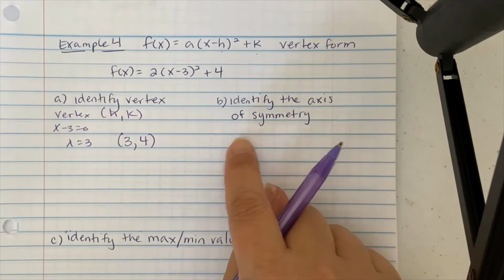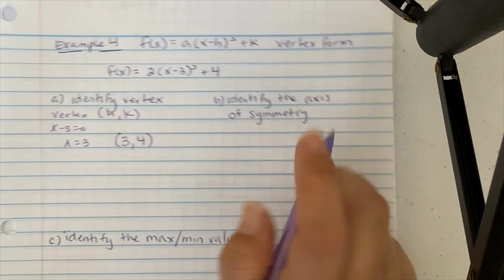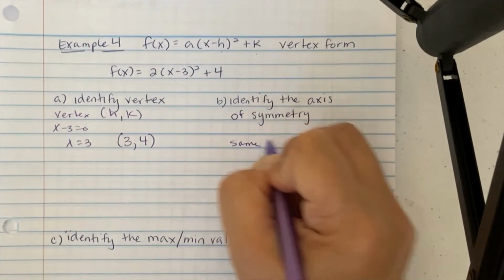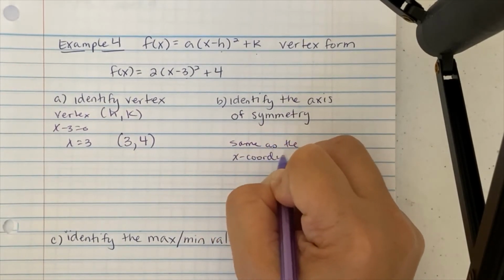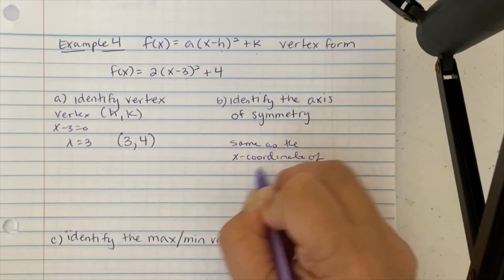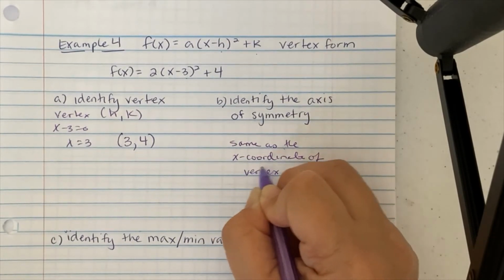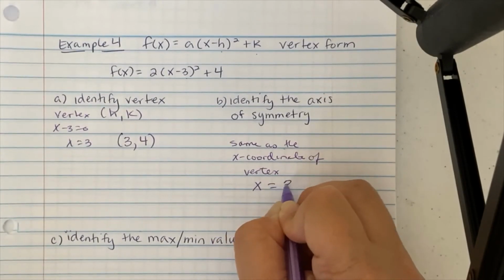Part B says to identify the axis of symmetry. From the beginning of the notes, I said that the axis of symmetry is the same as the x coordinate of the vertex. So our axis of symmetry is x equal to 3.